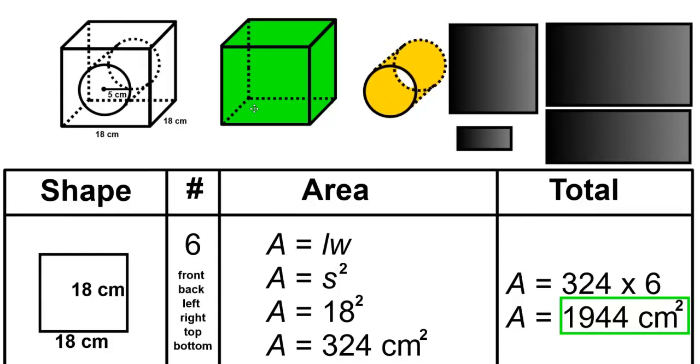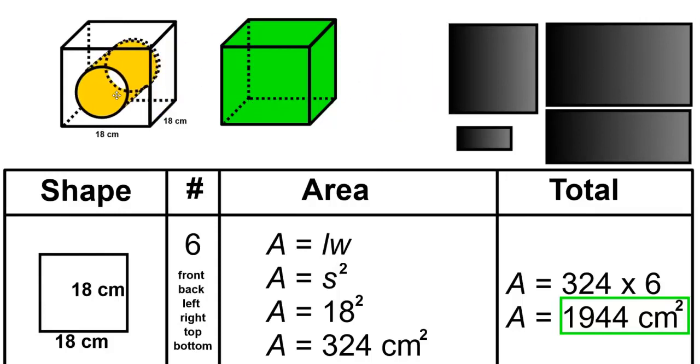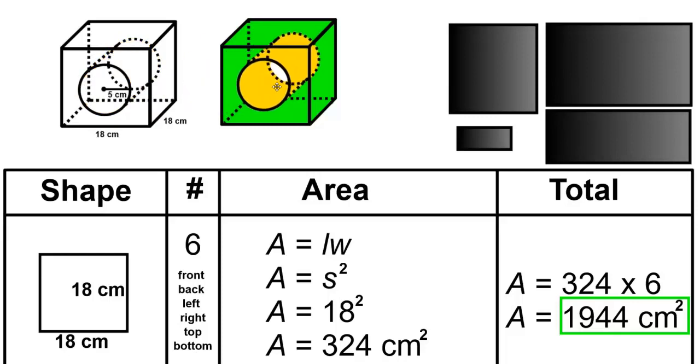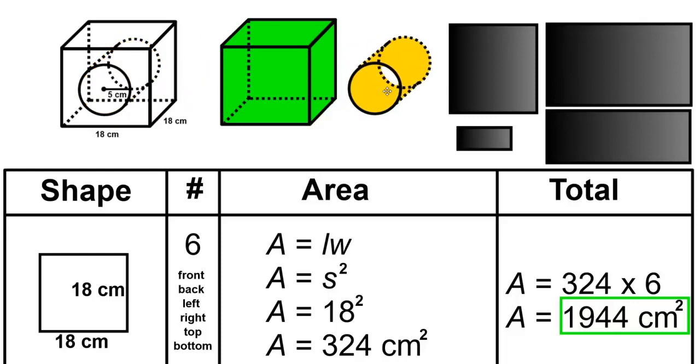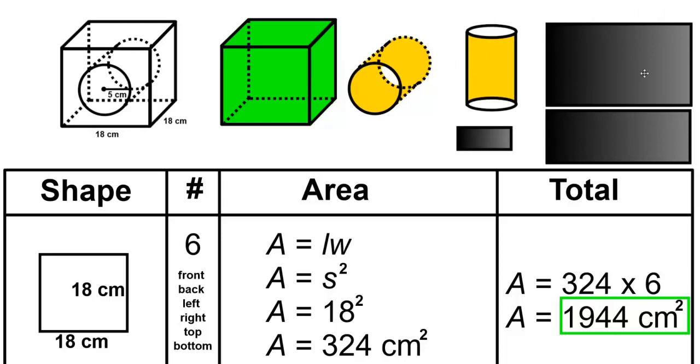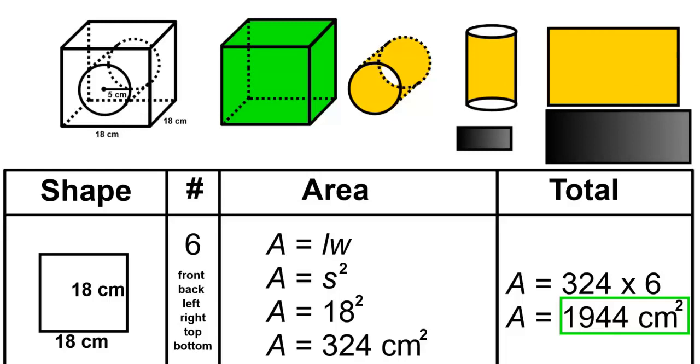Next, we'll use the cylinder. And again, the cylinder cuts through the cube. If we took the cylinder and stood it up, it would look like this. And if we opened it up, the cylinder would look like a rectangle. The distance from here to here is 18 centimeters. So in the cylinder, it would also be 18 centimeters.